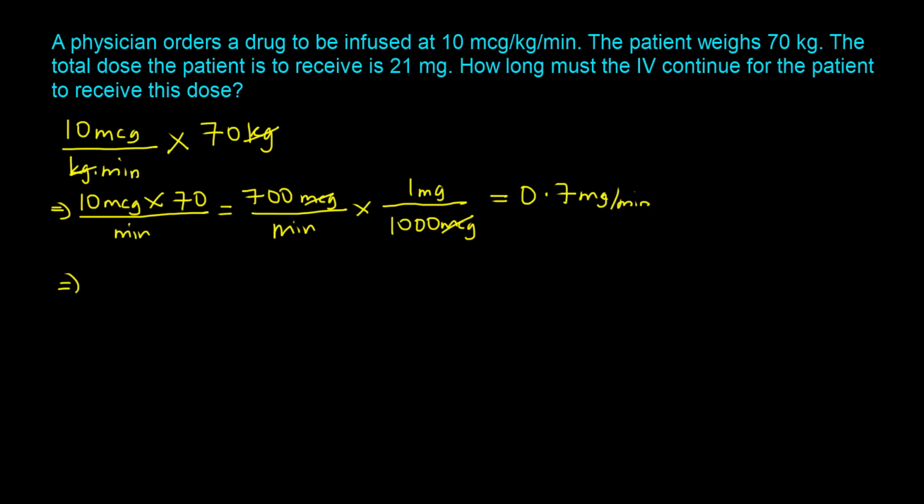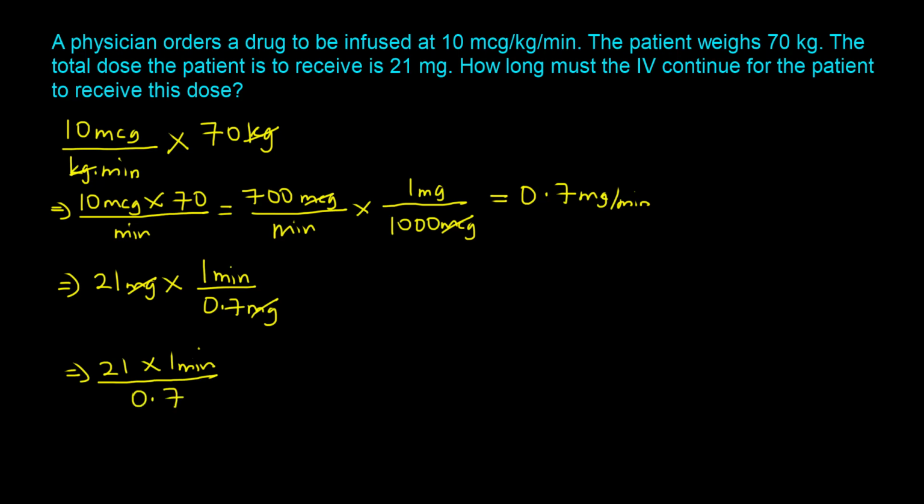So now, since we are using dimensional analysis, we'll start off with the 21 milligrams, and then the mass rate is 0.7 milligrams per minute, which means that in 1 minute, the patient would receive 0.7 milligrams of drug. So the milligrams cancel out, and that implies you have 21 times 1 minute divided by 0.7, and that is equal to 30 minutes.